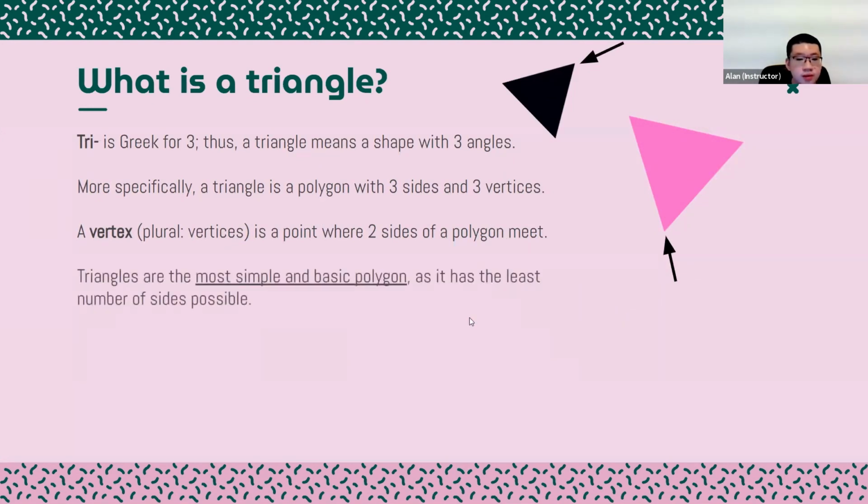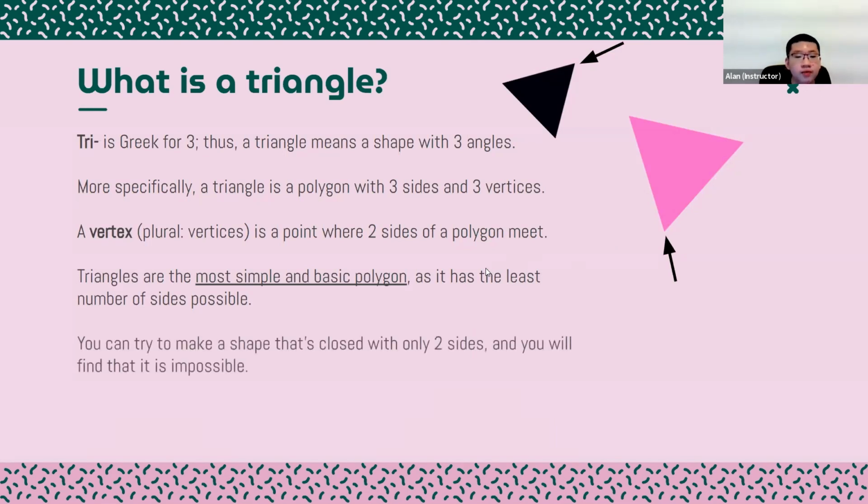Triangles are the simplest and most basic polygon because they have the least number of sides possible. If you try to make a closed shape with only two sides, you'll see that it's impossible, because you need at least three sides to make a shape, which is the triangle. There are other polygons that we're going to cover later in the course, including quadrilaterals, pentagons, and hexagons. As the number of sides gets too large, we usually just call them by the number of sides they have, for example, a 100-gon.